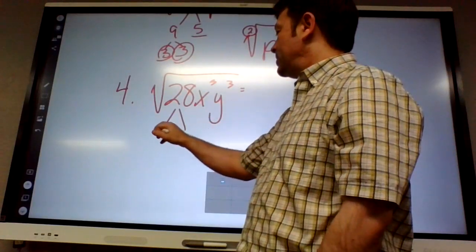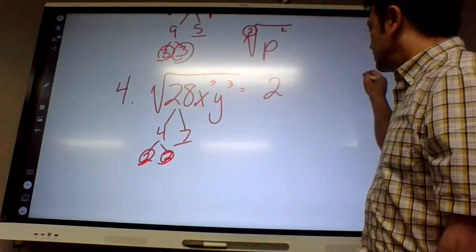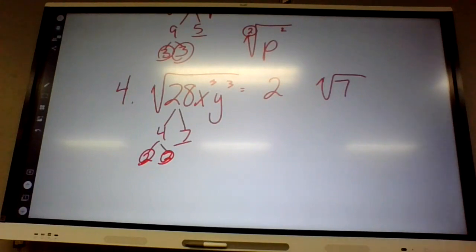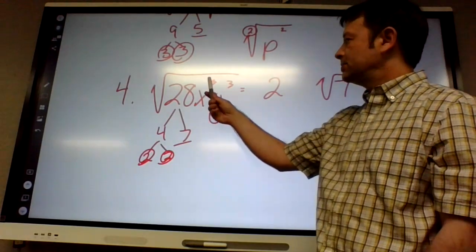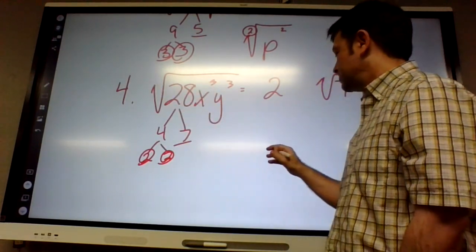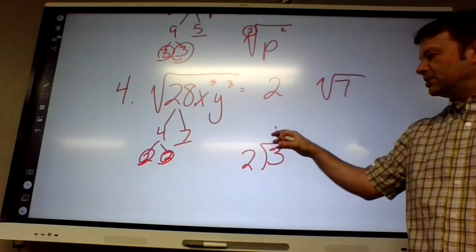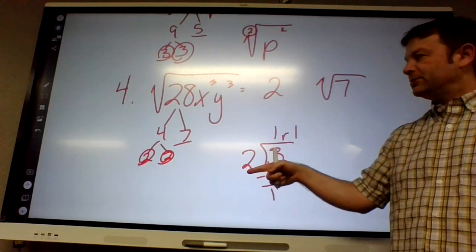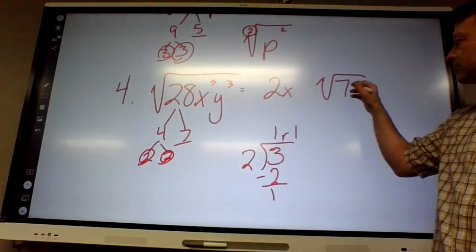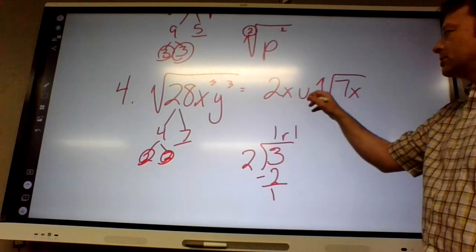Pretty similar. So the 28 just becomes 2 square root of 7. You leave a little space right there. Okay, so how would I do the x's? It would be 3 divided by 2. Let's go back to like 4th grade for a second. 3 divided by 2. How many times is 2 going into 3? 1. With the remainder of 1. So that means 1 comes out, 1's left behind. So 1x, 1x. And guess what would happen to the y's? Same thing. So y.